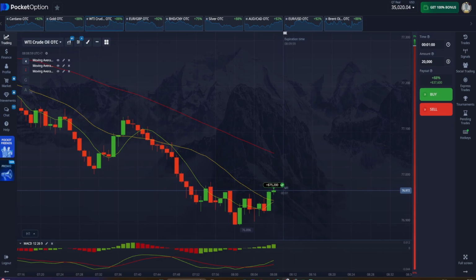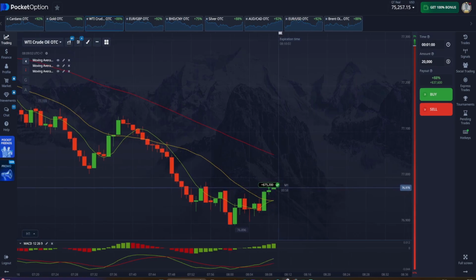Okay, profit for the last trade. That's it for today's trading session. Our target has been achieved and the analysis worked exactly as planned.